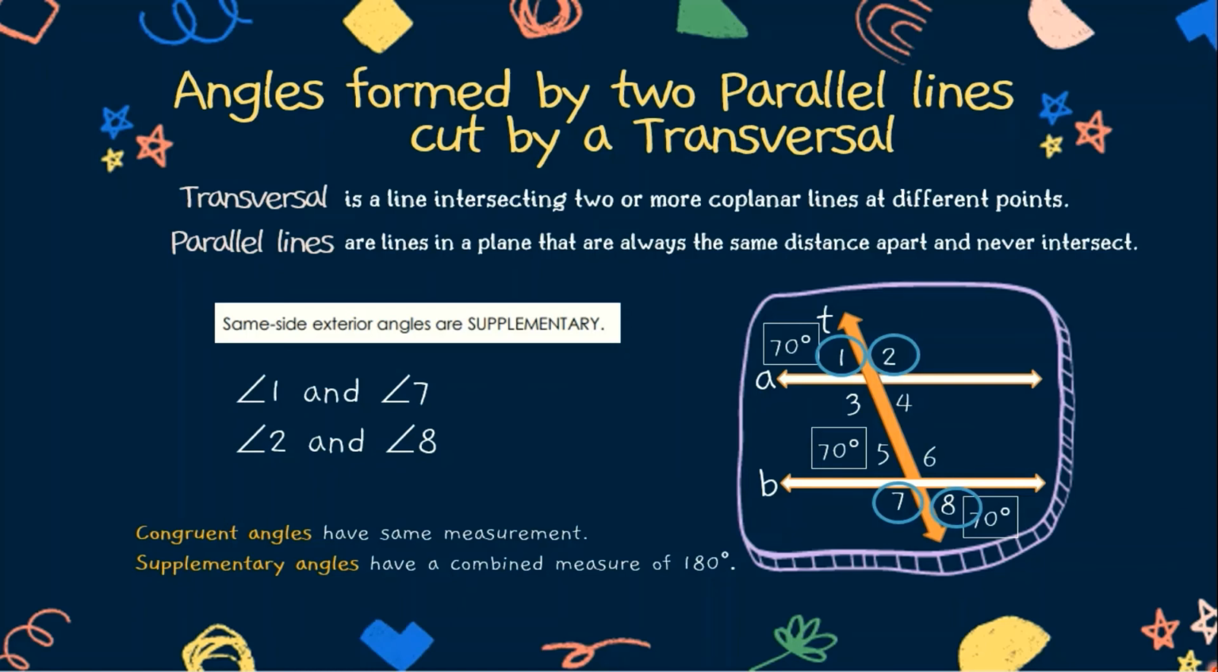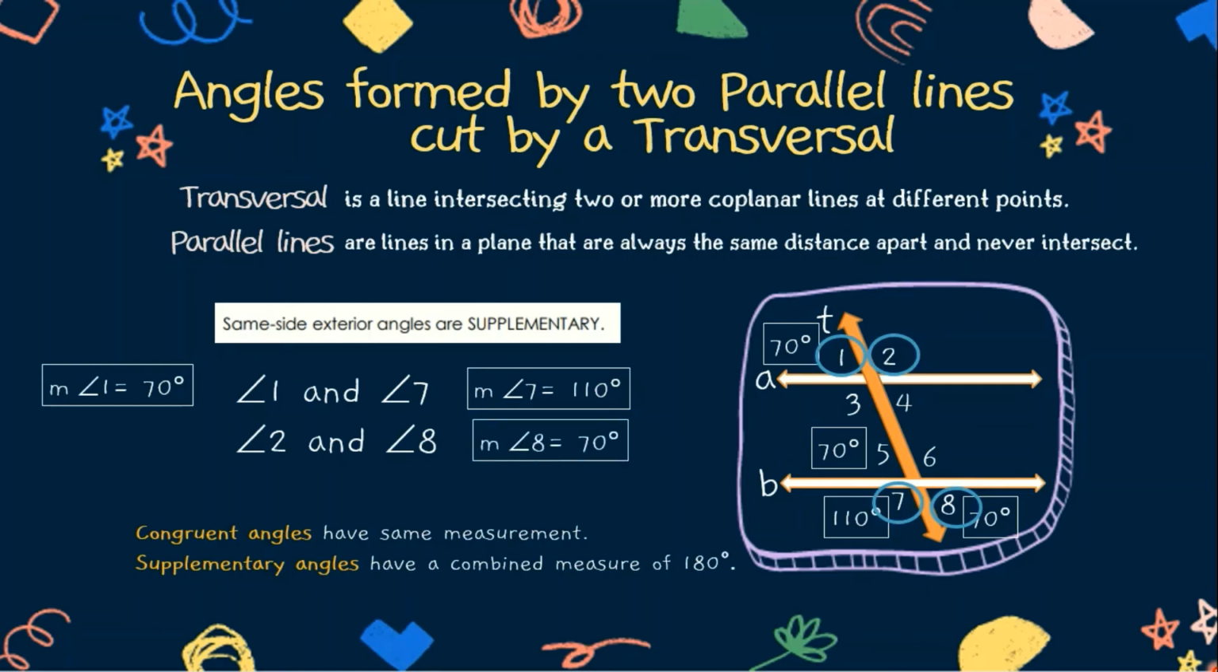Alam na natin yung sukat ng ating angle 1. It measures 70 degrees. Ang sabi rito, same side exterior angles are supplementary. Meaning, kapag inadd natin yung measurement nilang dalawa ng angle 1 and angle 7, dapat magiging equal to 180 degrees ito. Therefore, angle 7, its measure is 110 degrees. Dahil 70 plus 110 is equal to 180 degrees. Angle 1 and angle 7 are same side exterior angles, therefore they are supplementary.